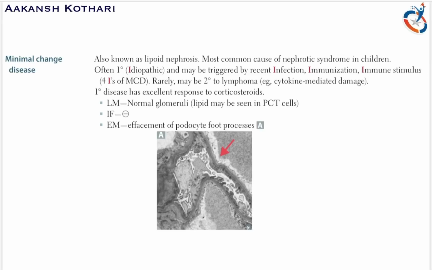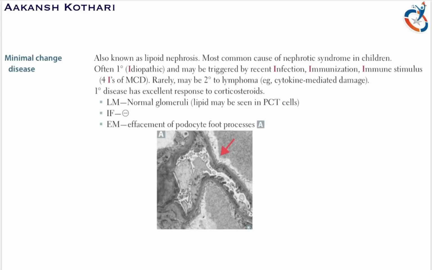So it is basically classified as the 4 I's, that is idiopathic, recent infection, immunization, and immune stimulus. It can rarely be due to a secondary cause, that is lymphoma, majorly Hodgkin's lymphoma, which is a cytokine cell mediated damage.